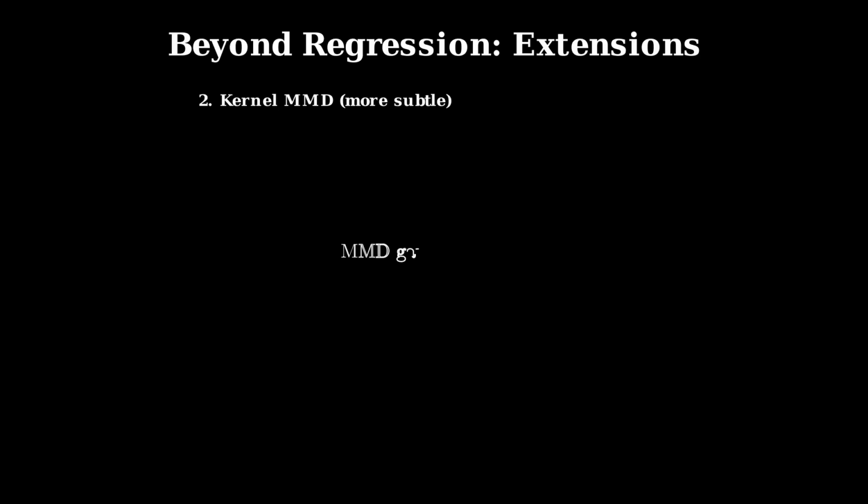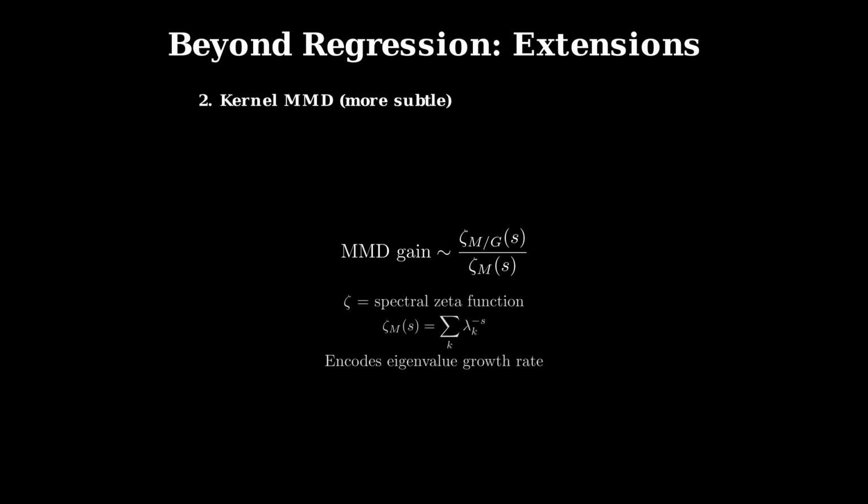Second, kernel maximum mean discrepancy, or MMD. Here the story is more subtle. The gain depends not just on the volume ratio but also on the spectral zeta function of the manifold, which encodes how fast eigenvalues of the Laplacian grow. Different kernels lead to different gains depending on their smoothness.